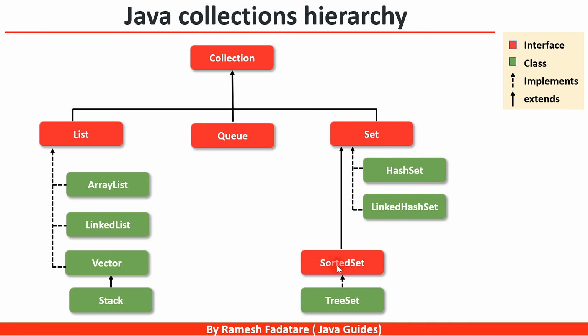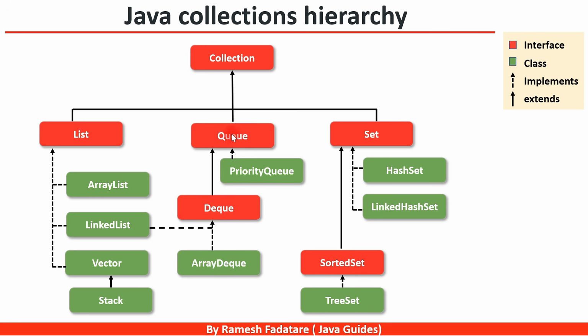And here we have the SortedSet interface, whose purpose is sorting the elements in ascending or descending order. Here we have the TreeSet class, which implements the SortedSet interface. And here we have the Queue interface. It has several implementations, like PriorityQueue, which is the common implementation of the Queue interface. And here we have the Deque interface, which extends the Queue interface, and the ArrayDeque implementation class, which implements the Deque interface. Alright guys, these are the commonly used interfaces and their implementation classes.